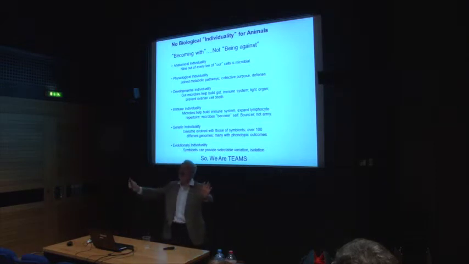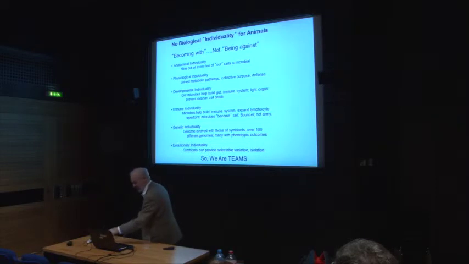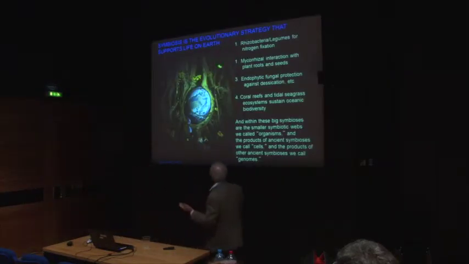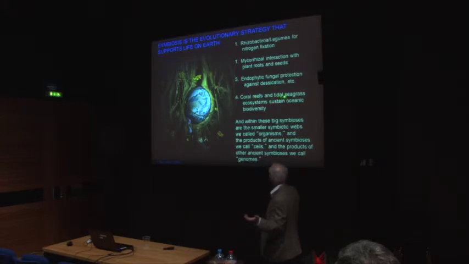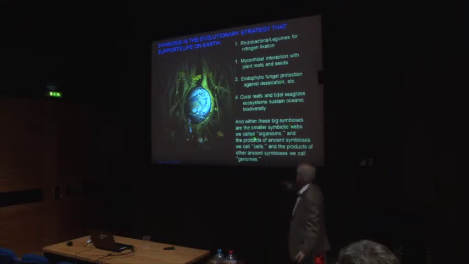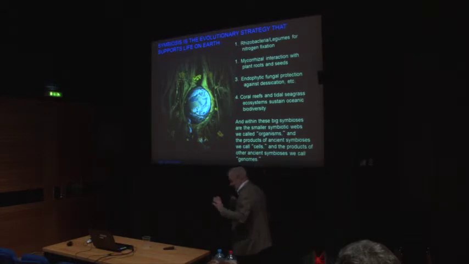So I want to put forth the notion that we exist as teams, we develop as teams, and we evolve as teams. This is selection of the whole biont. This is the way life exists on Earth. Rhizobacteria in legumes for nitrogen fixation, the mycorrhizal interaction of plant roots and seeds, endophytic fungi for protection against desiccation, coral reefs and tidal seagrass systems, all are symbiotic relationships. Within these huge symbioses, smaller symbiotic webs that we call organisms exist, and are the product of ancient symbioses of what we call cells. Symbiosis is the strategy of life on Earth.